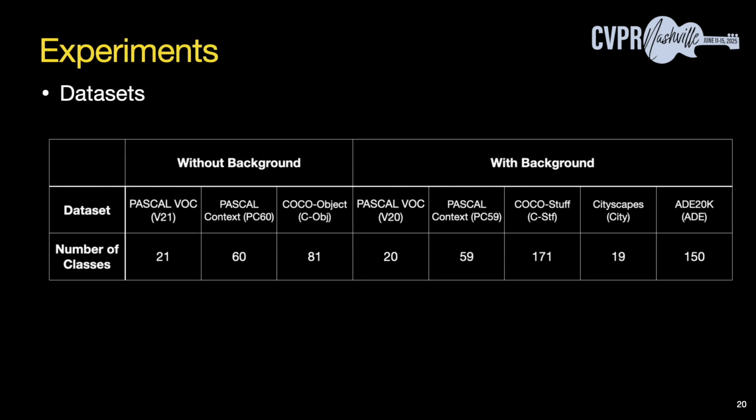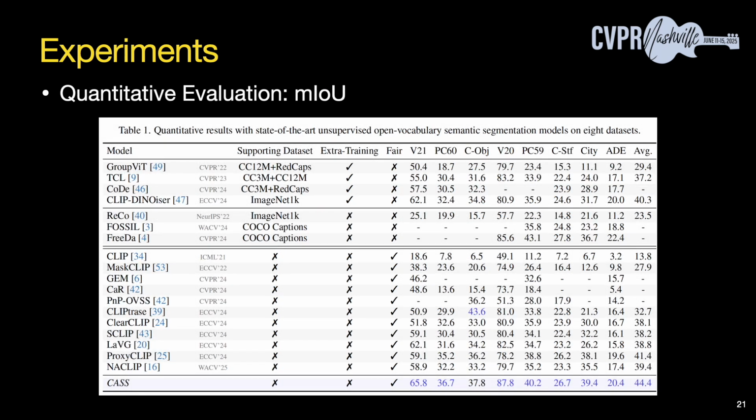We evaluate our method, CAS, on 8 datasets with the number of classes detailed in the table below. The table summarizes the main quantitative results using CLIP base 16 and DINO base 8, evaluated with the mIoU metric. Models marked as fair share the same evaluation settings as ours. Our method outperforms existing training-free approaches, showcasing its effectiveness. Notably, CAS also surpasses models requiring additional training, further demonstrating its robustness.